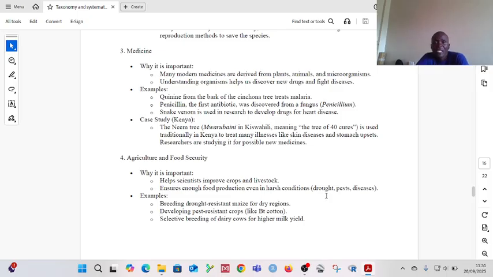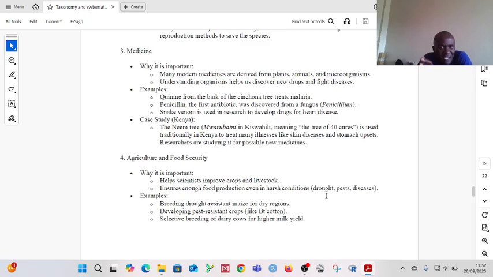Okay. The other importance is in agriculture and food security. When we understand the differences among the various crops, we are in a position to improve those crops, to improve the livestock by designing breeding systems. When we've improved the crops, we've improved the breeds within the livestock, then we are in a better position to ensure that we have enough or even more than enough food production, even in harsh conditions.